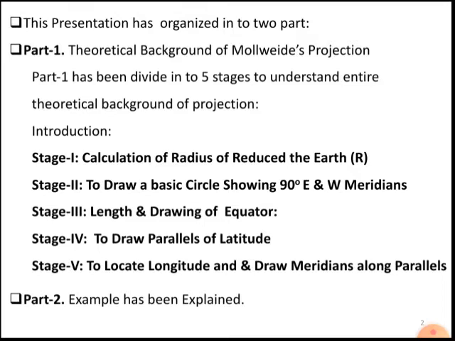Stage 1, the calculation of the radius of the reduced earth, which is a very basic requirement to go further in the development of the projection. Stage 2, to draw the basic circle showing the 90-degree east-west meridians, which is the basic principle of this projection. Stage 3, the length and drawing of the equator. Then stage 4, to draw the parallels of latitude. And stage 5, to locate the longitudes and draw the meridians along the parallels. And part 2 covers the solved example, as I said.